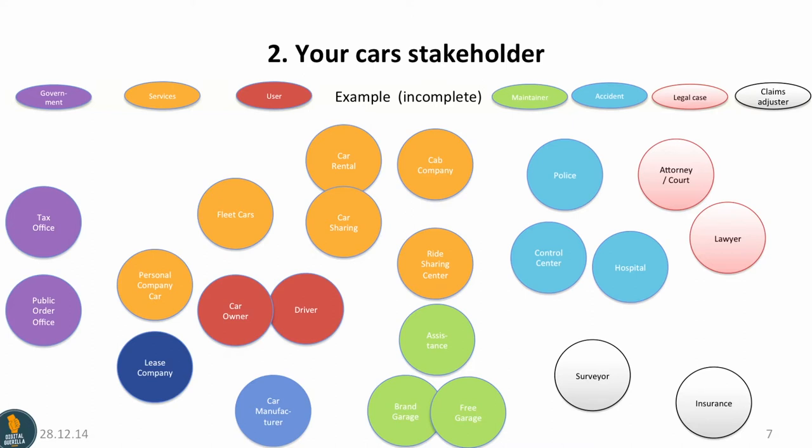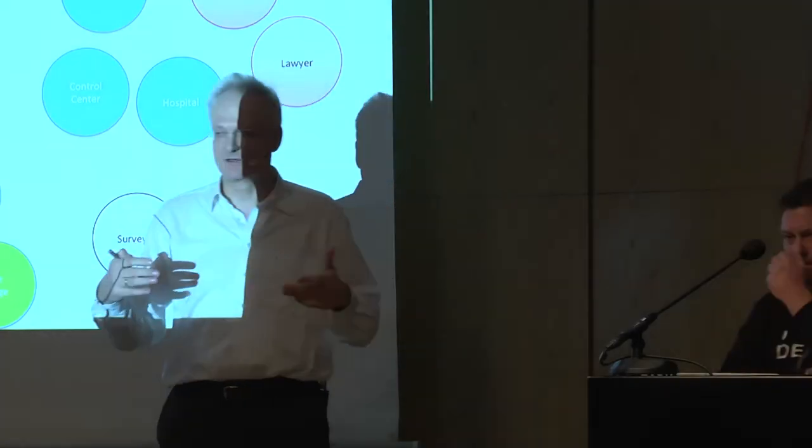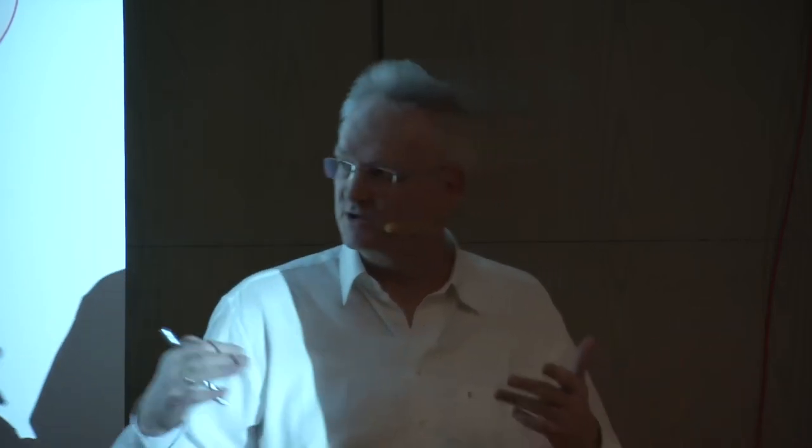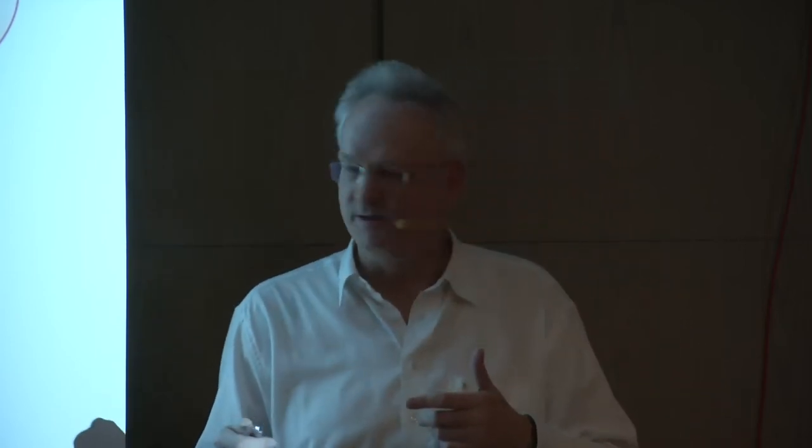The next stakeholder could be a governmental stakeholder. For example, if you use your private car for some business trips and you want to get some kickbacks, you have to plot and write down in a small booklet where you were, how long you stayed there, and what the kilometers are, and so on. This could also be done by the car, and the tax office is interested in that. And especially it's interested in that it's done automatically.